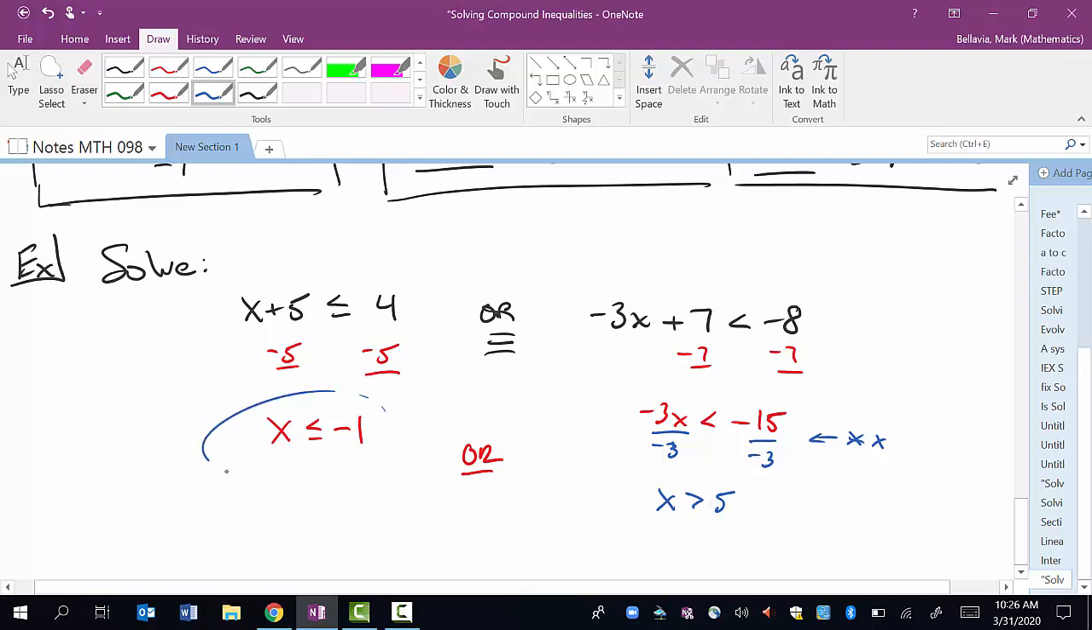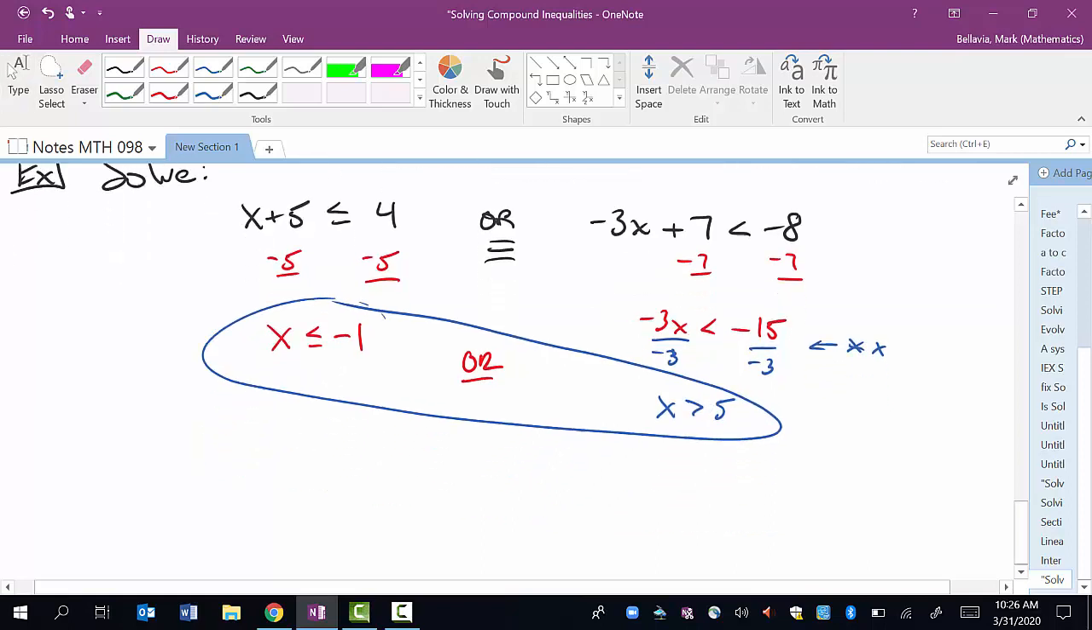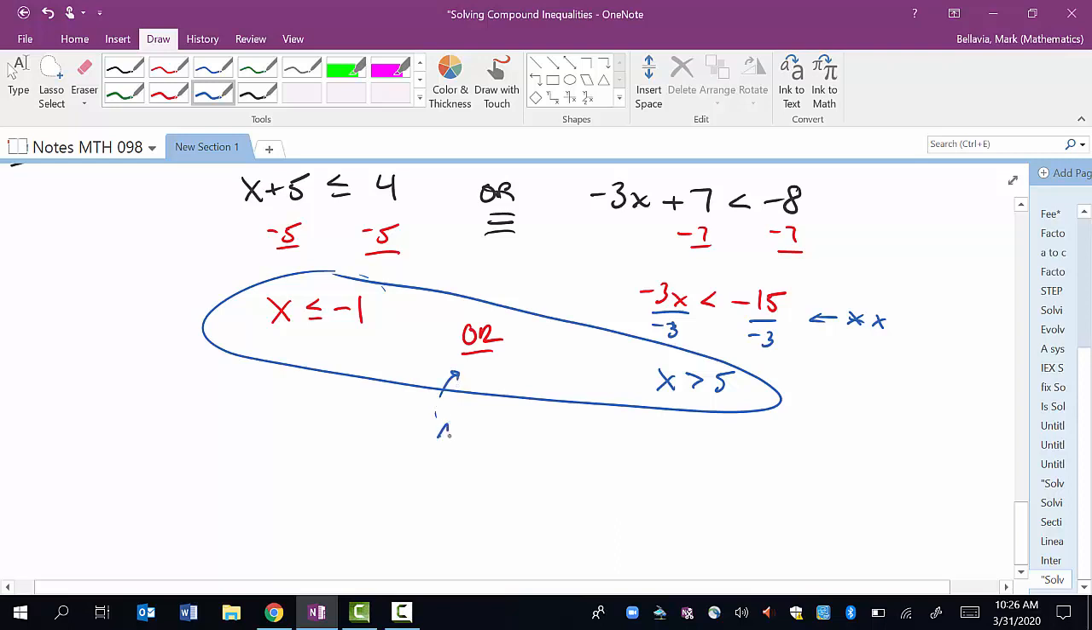So my answer I've got right here is x is less than or equal to negative 1, or x is greater than 5. Or, remember, means, we wrote it earlier, but just not to forget, anything that is part of either solution in our final answer.